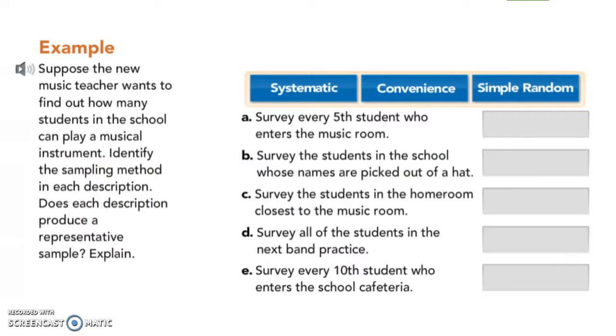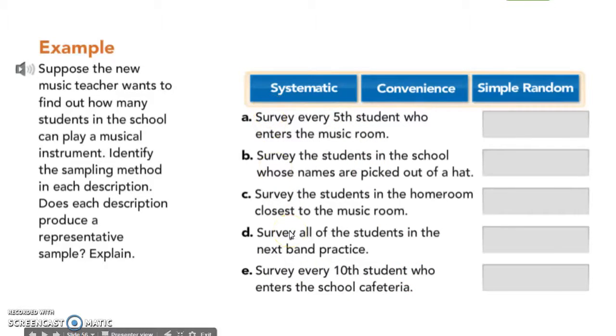So let's just go here and we can classify and then we'll move on. If we surveyed every 5th student who entered the music room, which would that be? That would be systematic because every 5th student. If we surveyed the students in the school whose names are picked out of a hat, that would be simple random. If we surveyed the students in the homeroom closest to the music room, that would be convenience. If we surveyed all of the students in the next band practice, that would also be convenience because they're all just right there. And then survey every 10th student, that would be systematic.